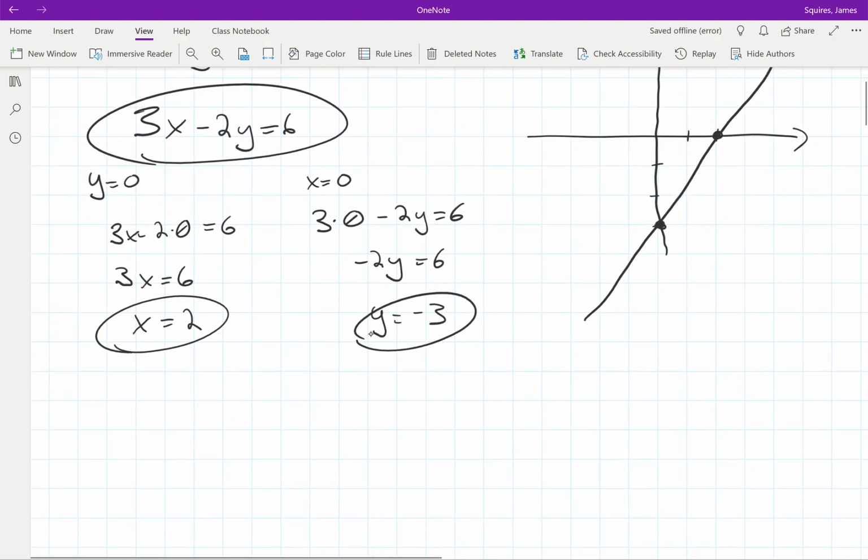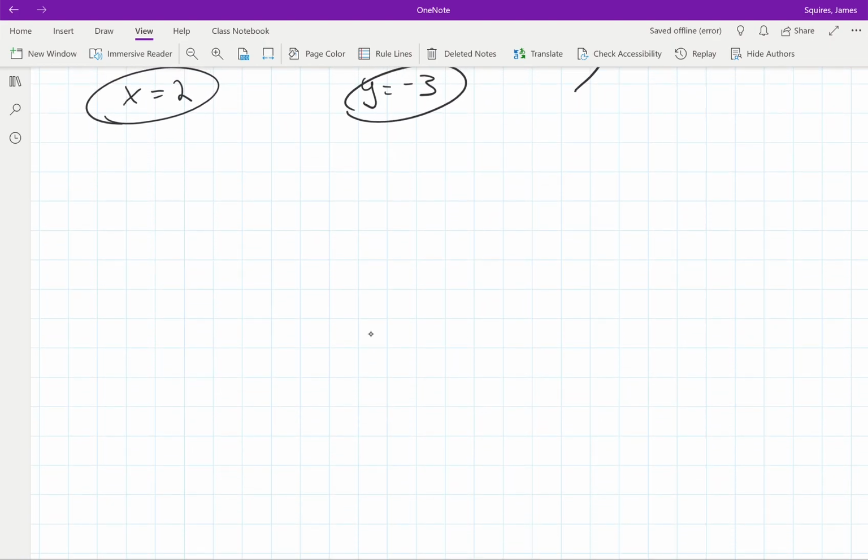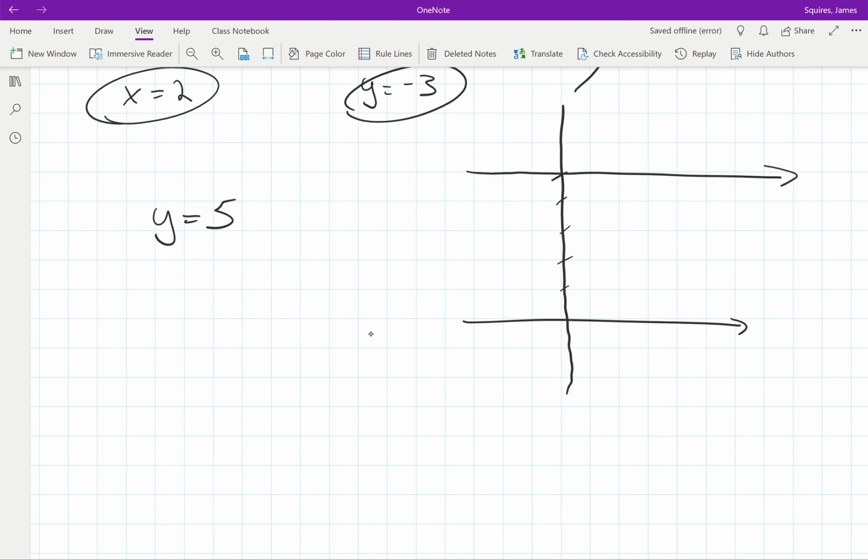Alright, some important details to remember. If we have the line, say, y equals 5, that is going to be the horizontal line at value y equals 5. So 1, 2, 3, 4, 5. The line y equals 5 is the horizontal line where all y values on this line are 5.